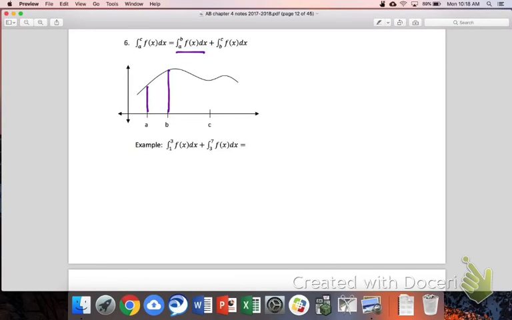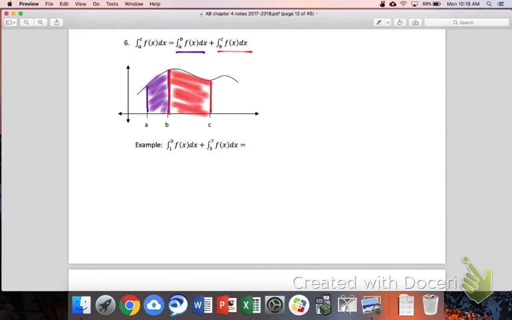And then the integral from b to c is representative of this area from here to here. So if I take the purple area and I add it to the red area, wouldn't I get the whole area? Yep. So the integral from a to c equals the little part on the left plus the little part on the right, should give you the whole thing.